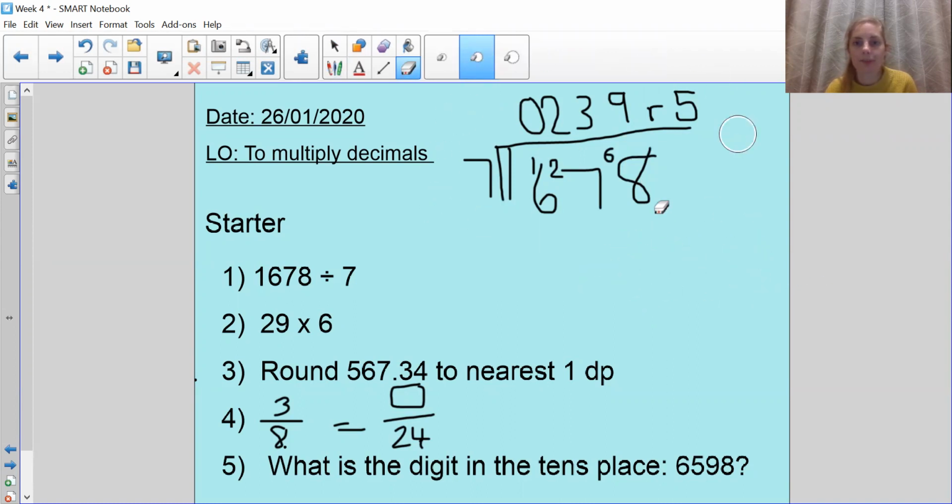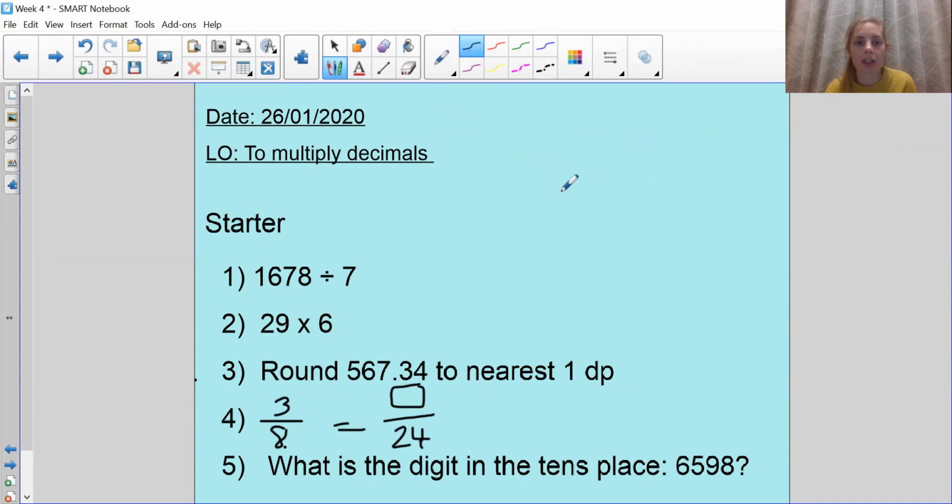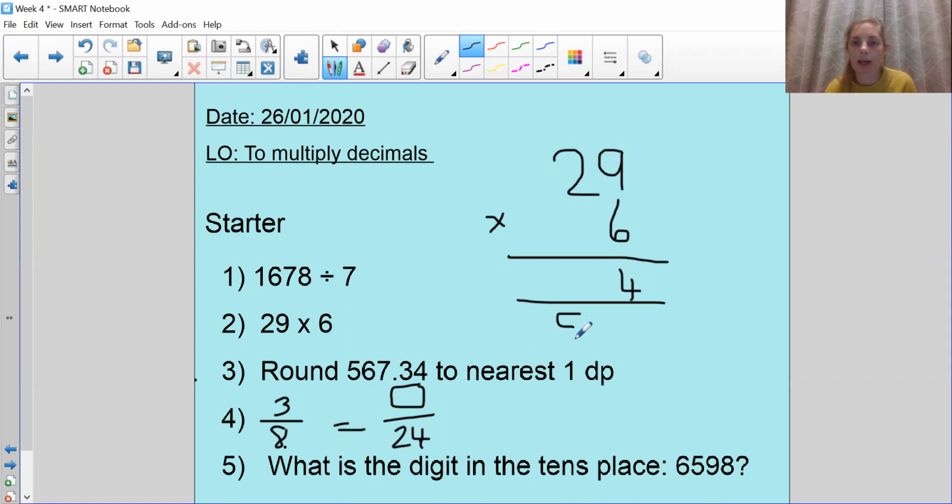Number 2, short multiplication, 29 times 6. Okay, right. So I set my work out, make sure I'm timesing. 6 times 9 is 54. Put my 4, carry my 5. 6 times 2 is 12, and 12 plus 5 is 17. Okay, so 174.